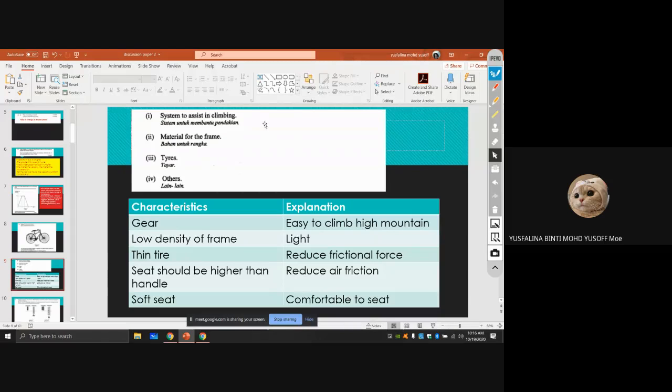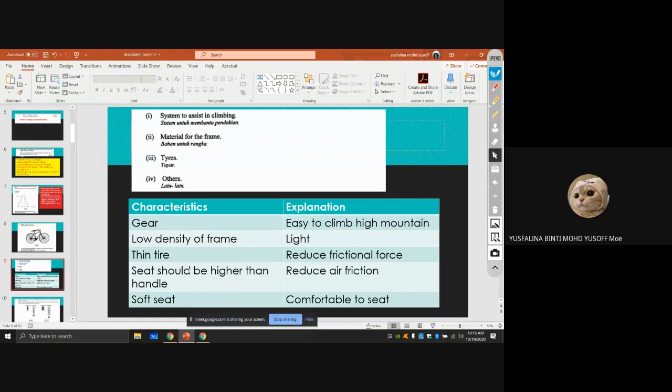For the system to assist in climbing for a bicycle, usually we use a gear. Why? So it is easy to climb a high mountain. For the material of the frame, low density, because it is light. You can also say strong material, long lasting. Then the tires should be thin tires, to reduce the frictional force, since the surface area also decreases, so the frictional force will also decrease.